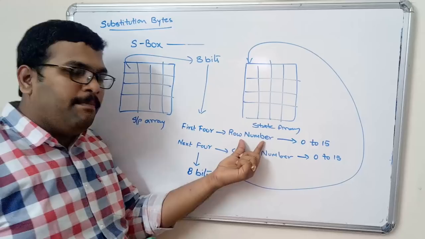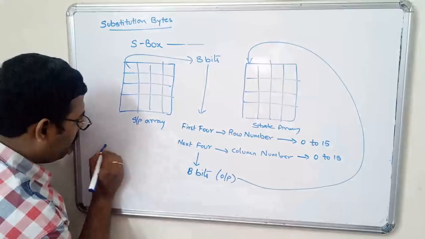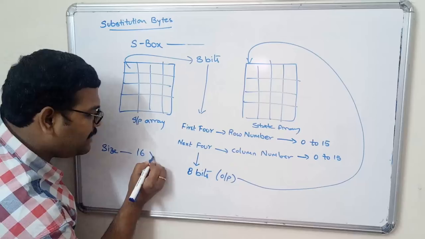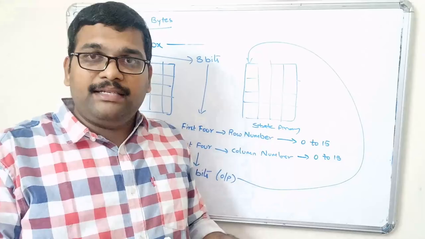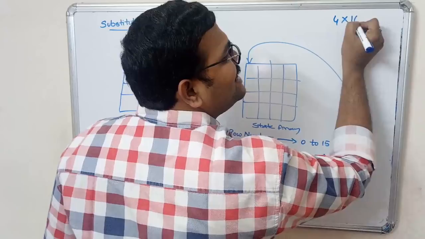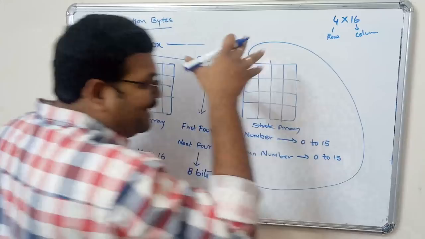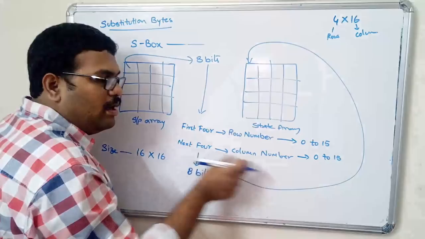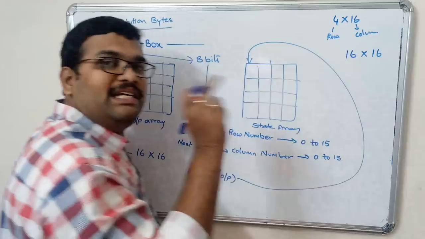column number. So the size of SBox is 16 by 16, a table with 16 by 16. So in the DES algorithm, we have seen the size of SBox is 4 by 16, that means 4 rows and 16 columns. But in the AES algorithm, we are representing the first 4 bits with the row number and the second 4 bits with the column number. So we have to use a 16 by 16 table in the S boxes.